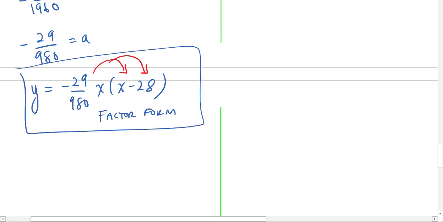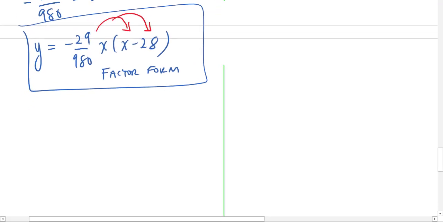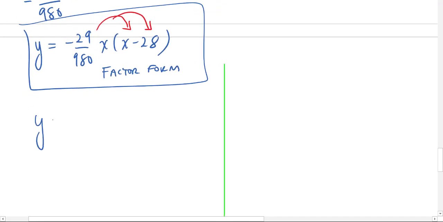But it asks for standard form, so now we're going to expand. So we get y equals x times x is x squared, negative 29 over 980 x squared. Then we're going to multiply. Remember that 28 is 28 over 1.